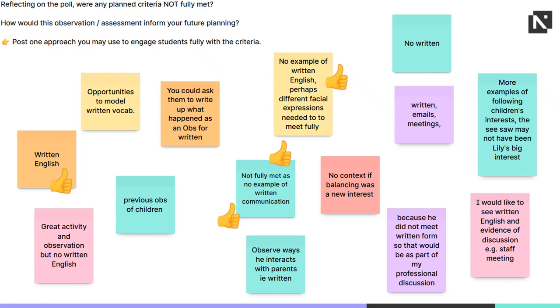What this shows is that even when an observation is strong, there's always room to think about future planning. What is it you need to see next, and what support might the student need to fully demonstrate the criteria? So let's keep building on this.